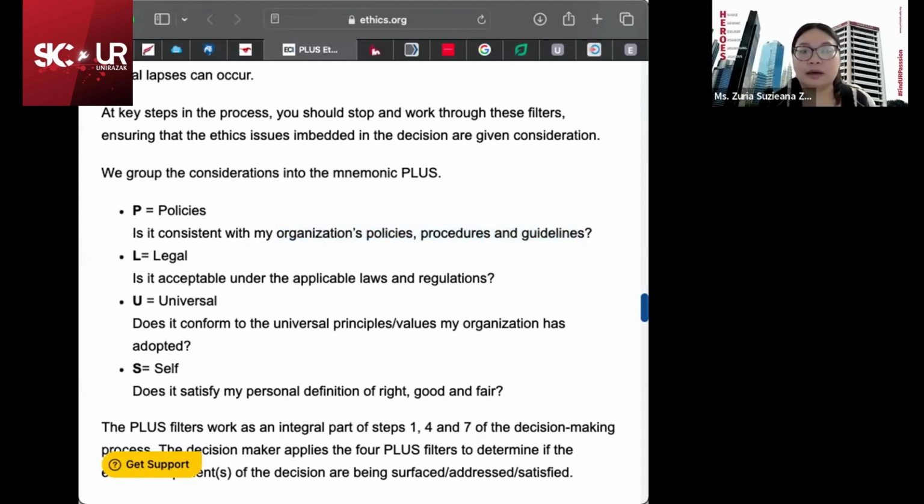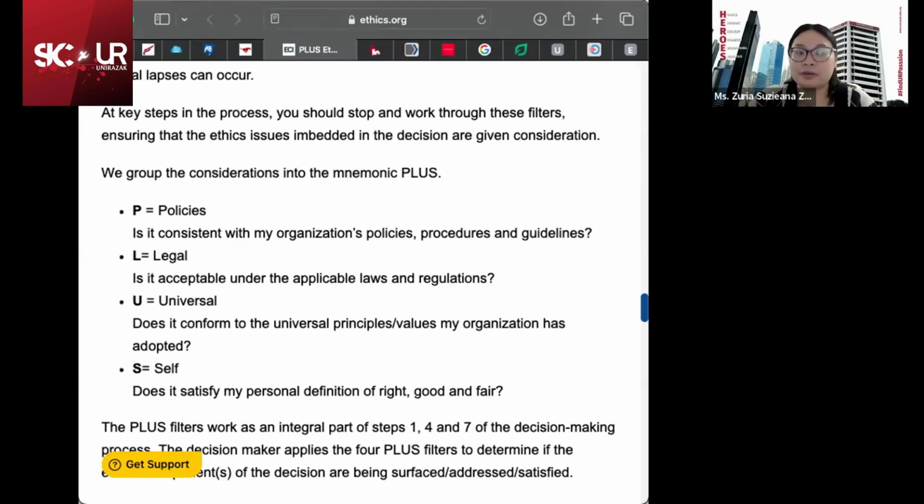And then you have to ask, is it acceptable under the applicable law and regulation? So is the alternative legal? Does it comply with law and regulation? For example, if you want to cut costs in the workplace, you want to reduce, for example, salary, right? But is it legal? Does it comply with law and regulation? If you want to reduce salary or take back allowance, so what are the policies? Is it legal to do that? Because you cannot simply cut salary, right?